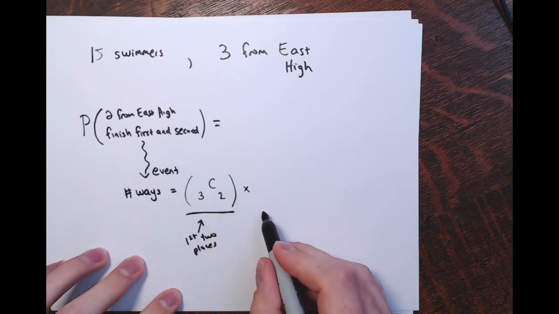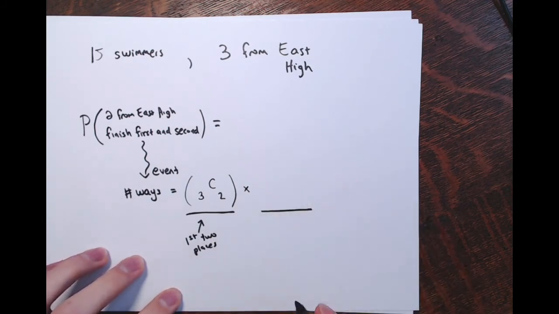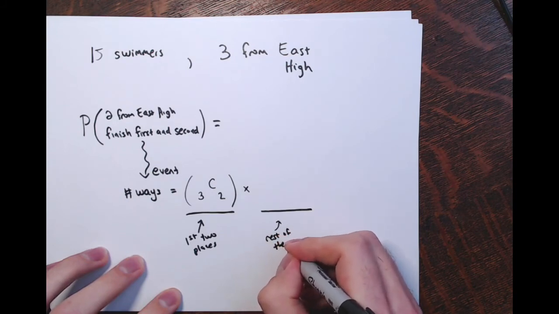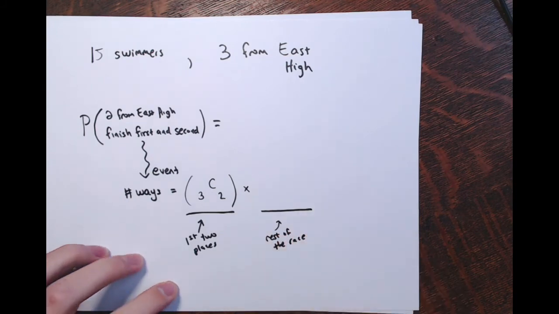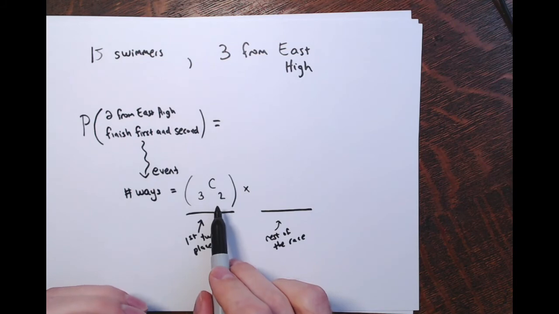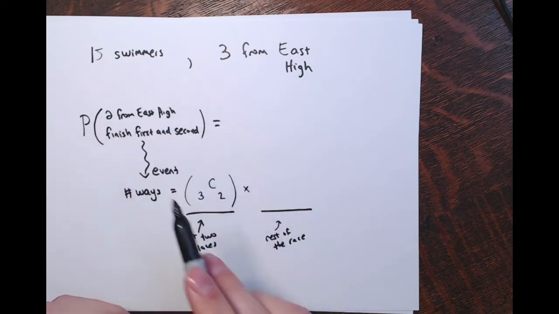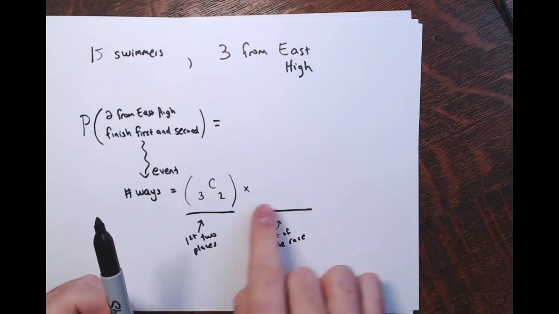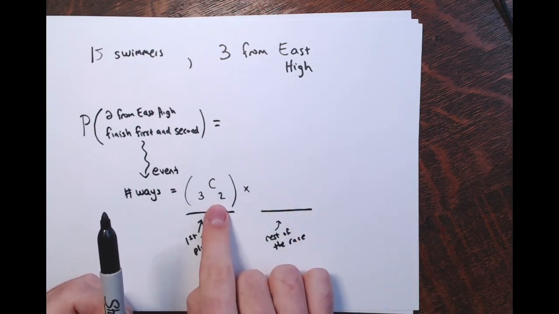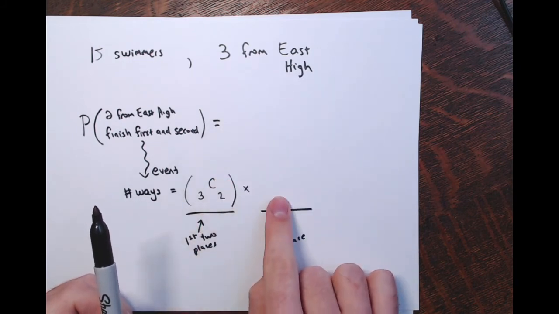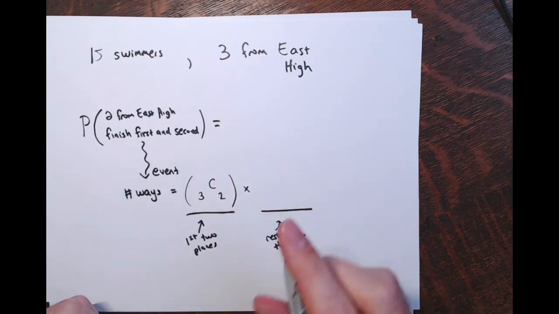I'm going to use my fundamental principle of counting, and the next event is just the rest of the race. So if I pick 2 people already, and there are 15 swimmers, that means there's 13 left. The first and second place are determined already, there are 2 from East High, and then there's 13 left.